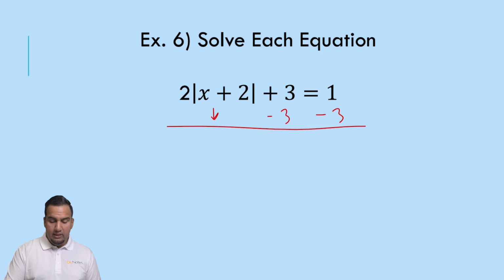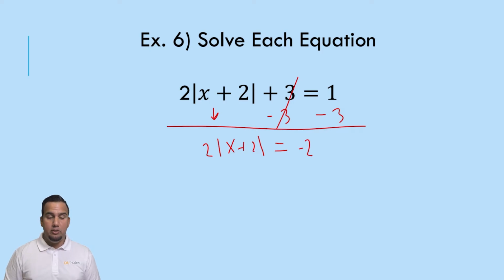So all of the left side is going to come down: 2 absolute value x plus 2. The 3 minus 3 cancel out nicely. 1 minus 3, don't forget. 1 minus 3, you subtract bigger minus small. 3 minus 1 is 2. 3 is bigger, so it's going to become negative 2.